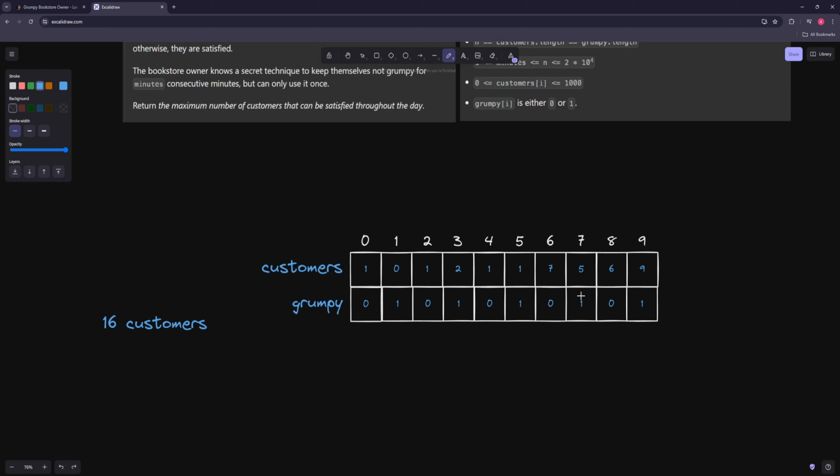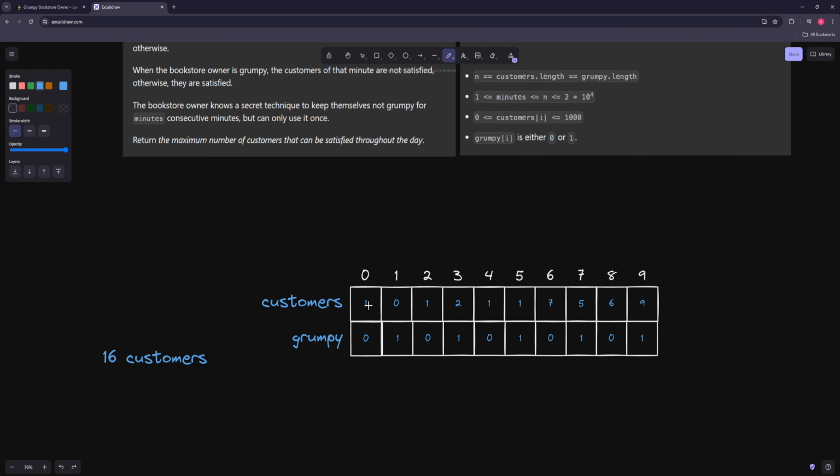Then all we need to do is make a sliding window of length m, and the window is always going to be of length m, so it's always going to be 3. Let's say our window is 3 here. Then for this window, we're going to take in some people, and then what if we move the window here? What if we move the window here? And so on and so on.